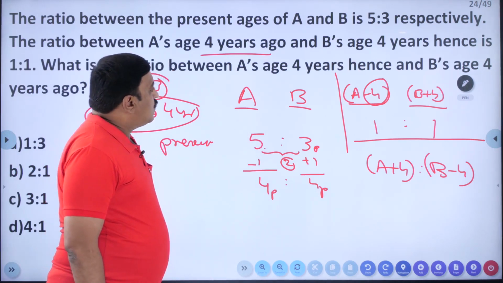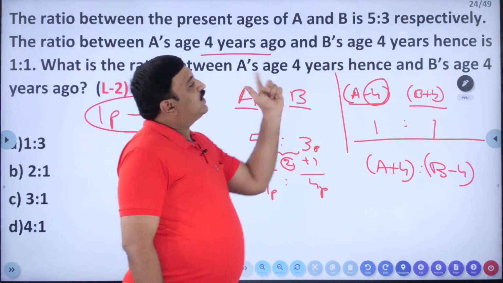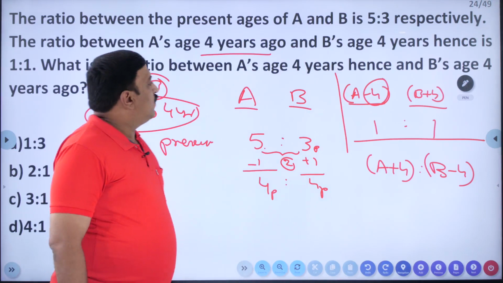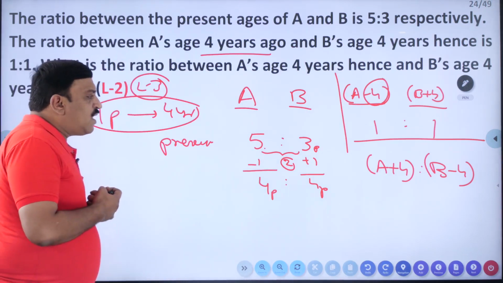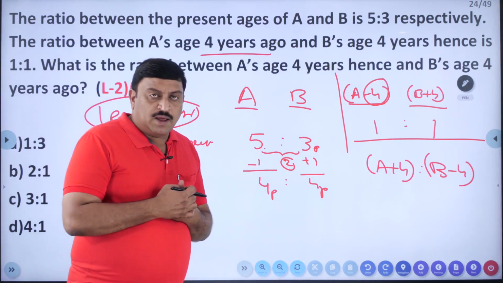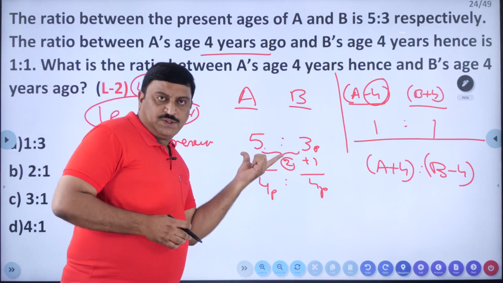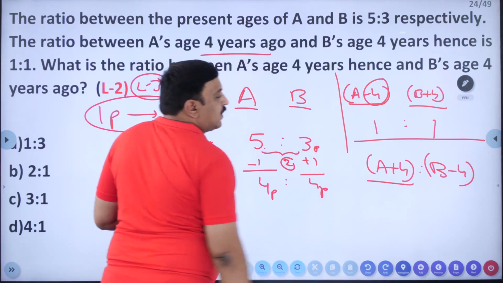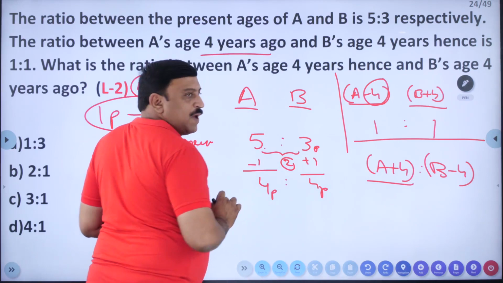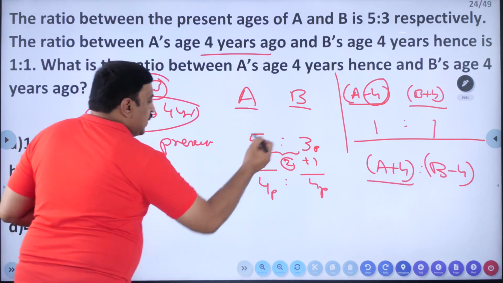Now what we have to do? We have to do A's age 4 years hence and B's age 4 years back. How to make this? Can we go with the present or what? Definitely we have to go with the present 5:3. For A, now, 4 years means one part to be added. For B, remove one part. Now that is from 5 is to 3.